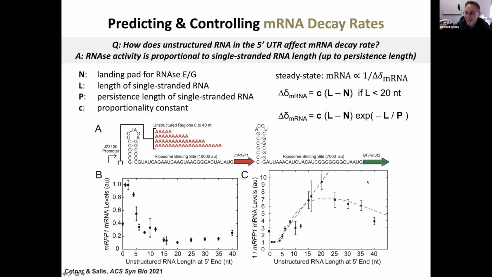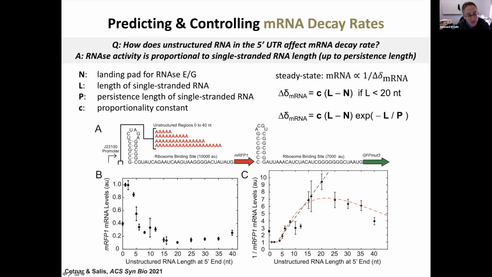So in a learn by design approach, we figured out the rules controlling messenger RNA decay. And so we have a pretty simple equation that tells us how single-stranded RNA regions in the 5' UTR affect messenger RNA decay rates. The longer the single-stranded RNA region, the easier it is for RNase E to bind and chop. And once RNase E binds and chops, that's it. That messenger RNA will very processively be chewed back, and you won't get any more protein from it.